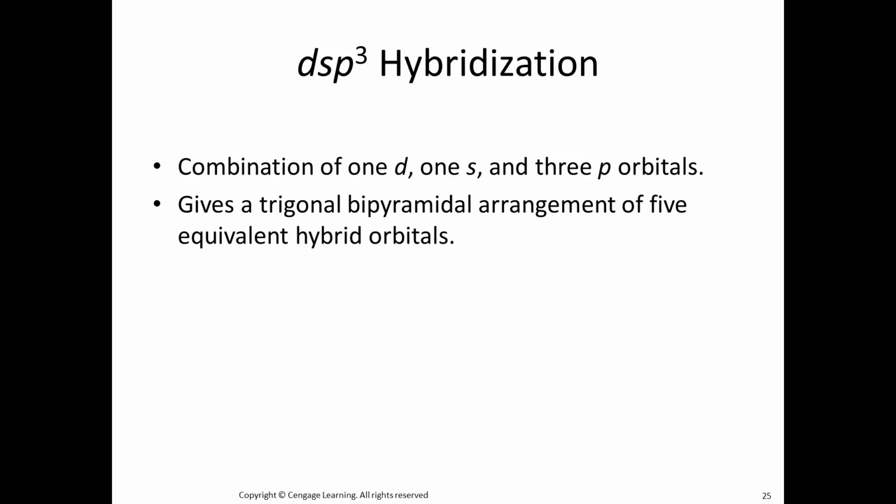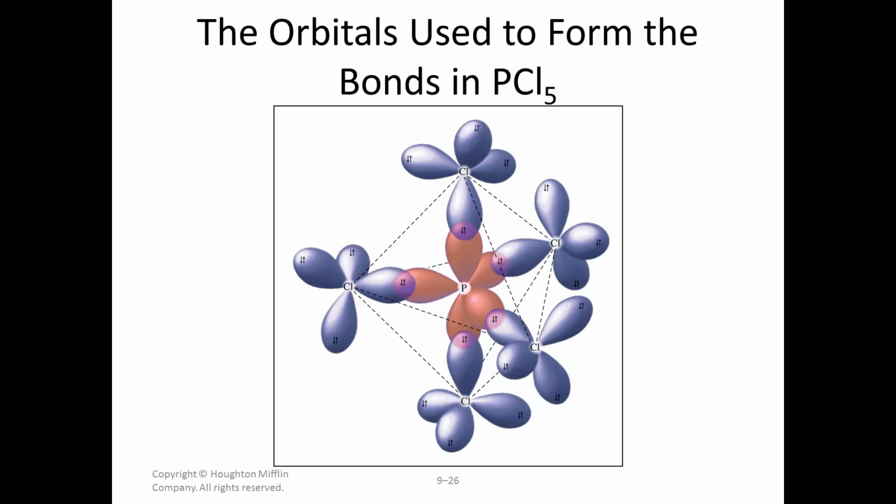In dsp3 hybridization, we start with 5 atomic orbitals, which gives us our 5 dsp3 hybridized orbitals. This gives us the trigonal bipyramidal arrangement of 5 equivalent hybrid orbitals. Here in phosphorus pentachloride, we can see the trigonal bipyramidal arrangement of the 5 chlorines around our central phosphorus.